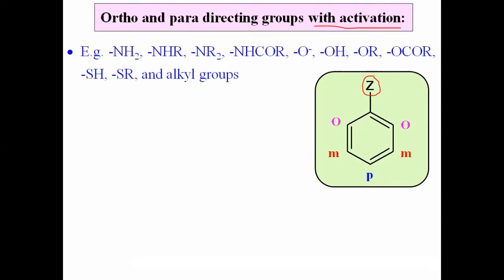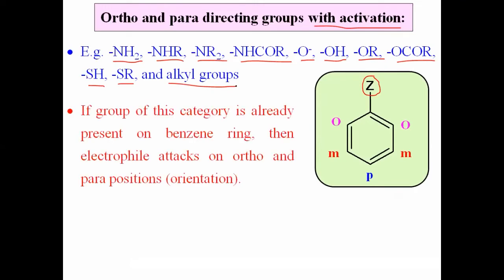Okay. Consider the examples of some groups. Suppose instead of that Z, हा जो Z आहे त्या ठिकाणी कोणता ग्रुप आहे? Suppose there is the NH2 amino group, then secondary amino, tertiary amino, amide group, then oxygen having the negative charge, hydroxy group, alkoxy group, etc. Here also thioalcohol, then SR, alkyl groups also. Those groups are ortho and para directing groups.